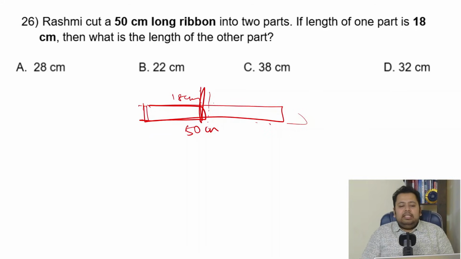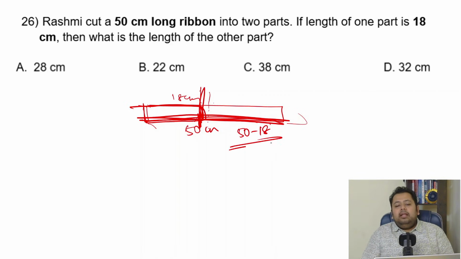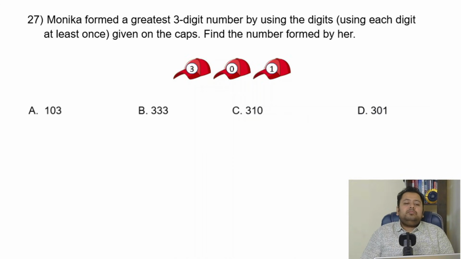Great. So if this part is 18, and this total is 50, then what is this? This is nothing but 50 minus 18, right? And what is 50 minus 18? It is 32 centimeter. I hope you got this one correct as well. If you did, give yourself a star. And now we move to question number 27.